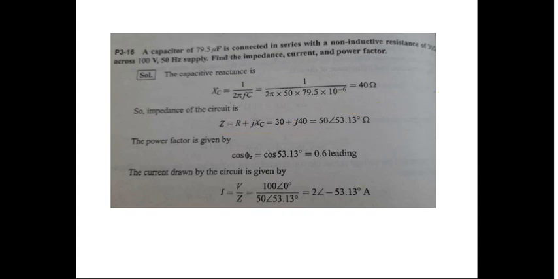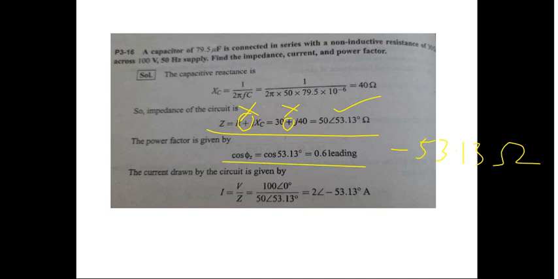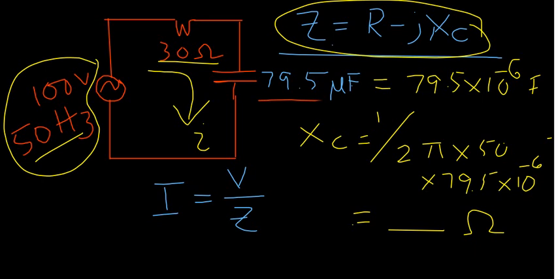The only thing is that this substitution, that is plus X, is not correct. X is always minus. So 50 at an angle 53.13 may be correct. Otherwise, you may get 53.13 with a minus sign. Okay. So now 53.13 with a minus sign is correct because your power factor in a capacitive circuit is always leading in nature.